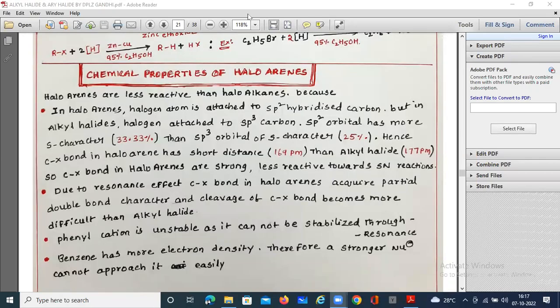Okay guys, next let us come to the next point. This one, what is that? The phenyl cation. The phenyl cation is unstable. So phenyl cation, how can we write that? Phenyl, benzene, this one is nothing but the phenyl cation. So the phenyl cation is unstable, so it won't be stabilized through resonance.